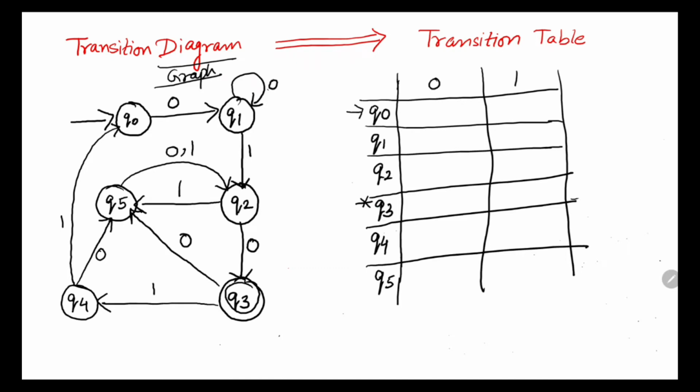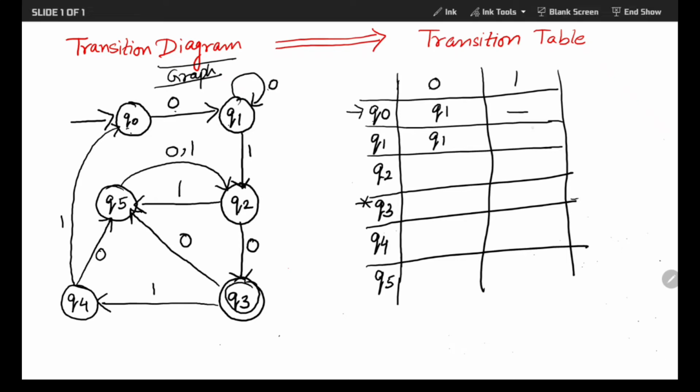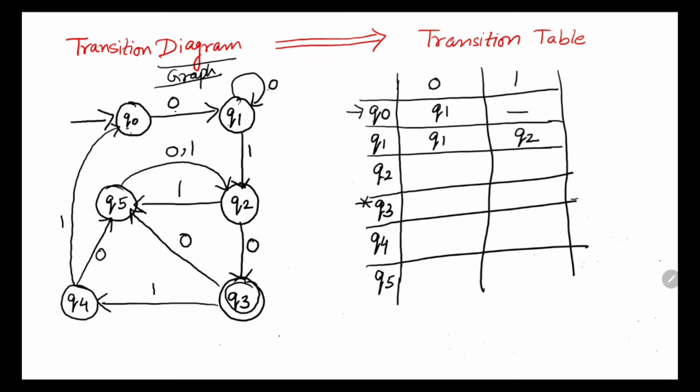Now, how to write the transitions? How to read a table basically? We will read it as Q0 with input 0. Fine. So when we look at Q0 with input 0, the next state will be Q1. If I look at Q0 with input 1, there is no transition. So we will put a blank here. Then we'll move on to state Q1. Q1 with input 0, the next state is Q1. Q1 with input 1, the next state is Q2.